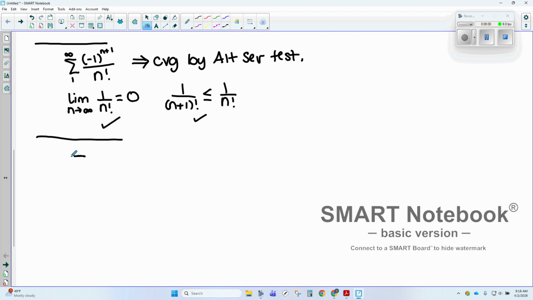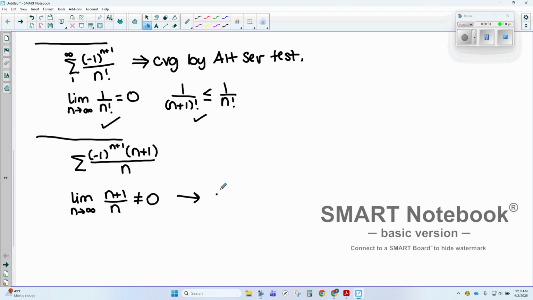If we look at negative 1 to the n plus 1 times n plus 1 all over n, and as we let n go to infinity, n plus 1 over n does not go to 0. It goes to 1. So what we can do from here is we can say that this series diverges by the nth term test.